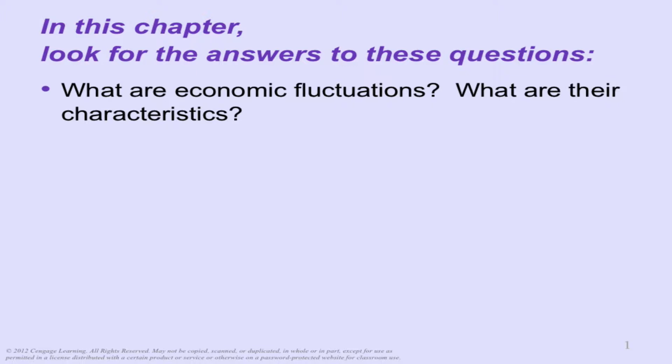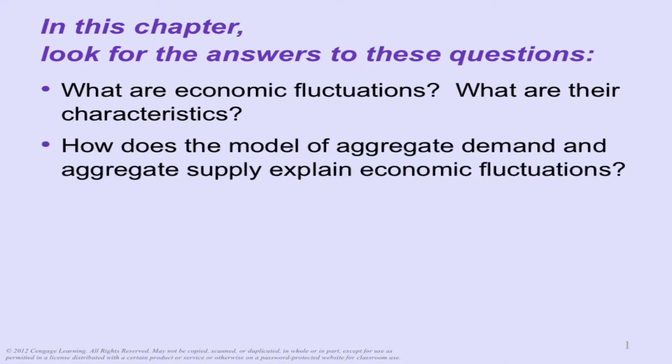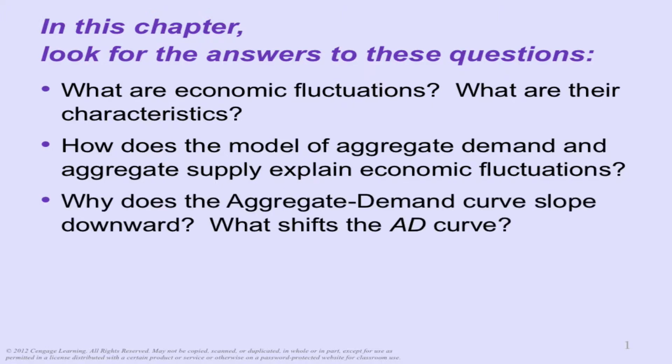All right, what are economic fluctuations and what are their characteristics? How does the model of aggregate demand and aggregate supply explain economic fluctuations? You're going to find we refer a lot to AS-AD here. So you're still going to be operating with a graph, but the aggregate supply, aggregate demand graph looks very different. The curves no longer look like our old friend curves. Why does the aggregate demand curve slope downward and what shifts it? So we're going to get different determinants.